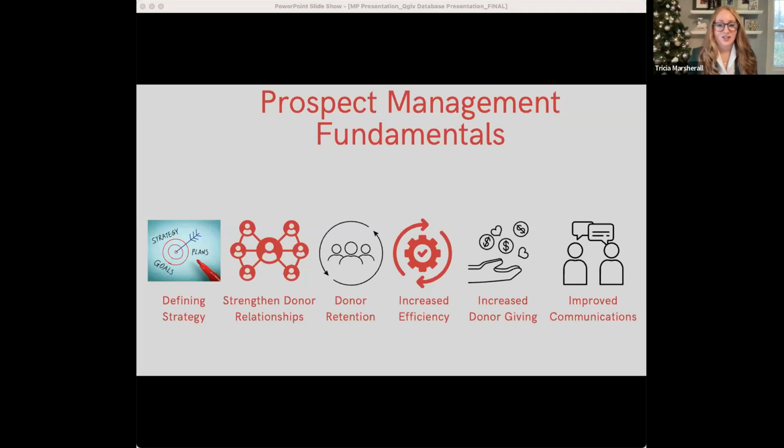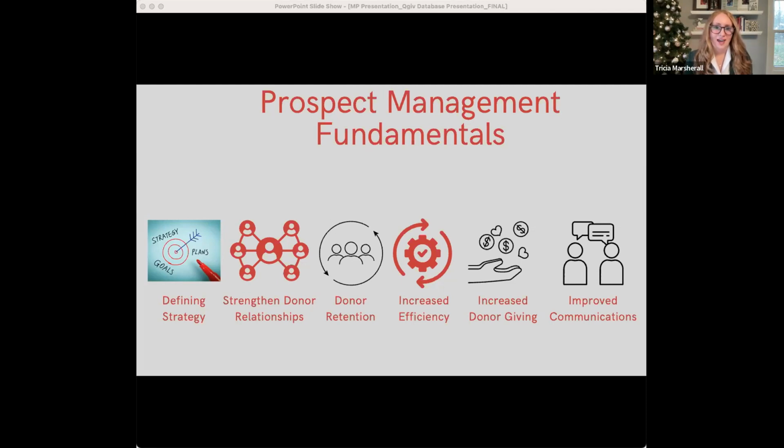Next is increasing the efficiency of the office. So having some of those standardized and documented practices, it's difficult, I know, especially for the smaller shops, and especially at year end when everybody is so hyper focused on making goal, to take a step back and really standardize and document that practice.